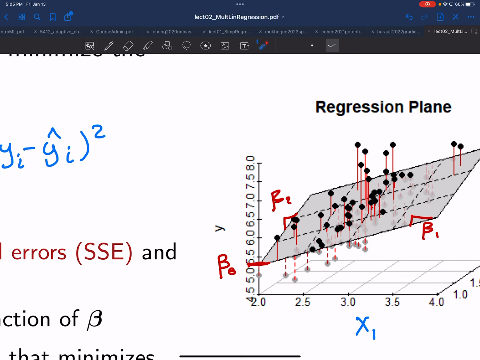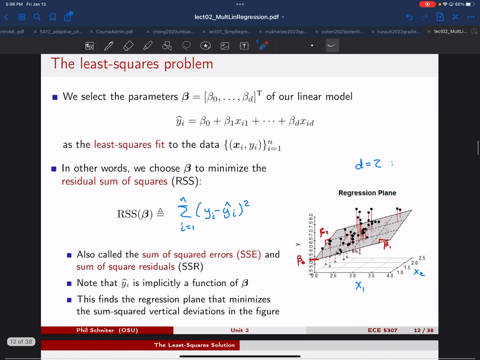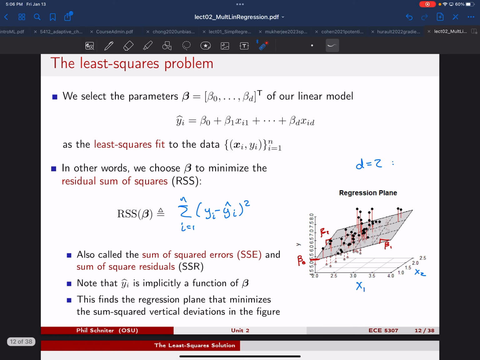Just move it around. And of course, we're not going to do this by hand. We're going to derive an expression for what exactly those betas are from our data. Okay, so we'll do that next time. This is a good point to stop.